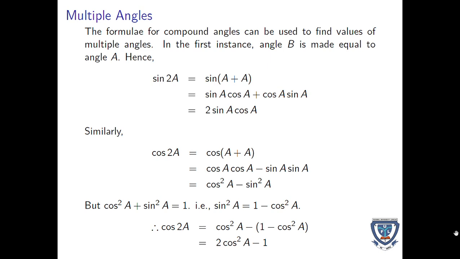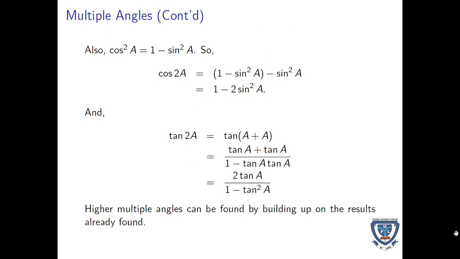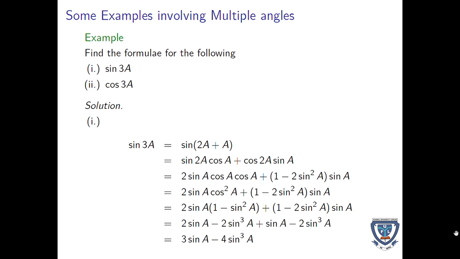And cos² A plus sin² A is always equal to 1. Let's look at the trig identity for tan 2A. Tan 2A will be equal to 2 tan A all over 1 minus tan² A. So higher multiple angles can be found by building on the results already found. Let's look at some examples involving multiple angles.